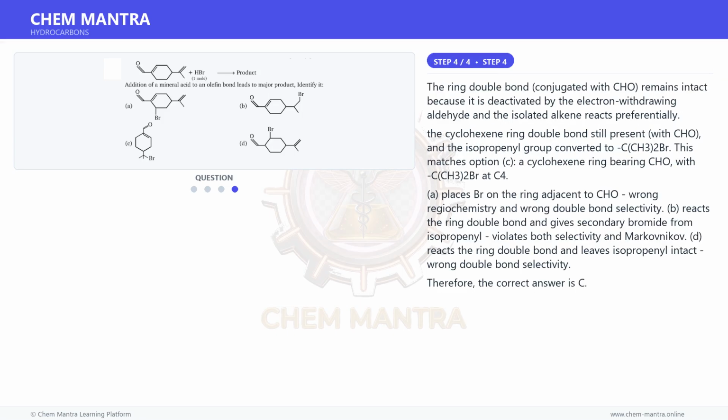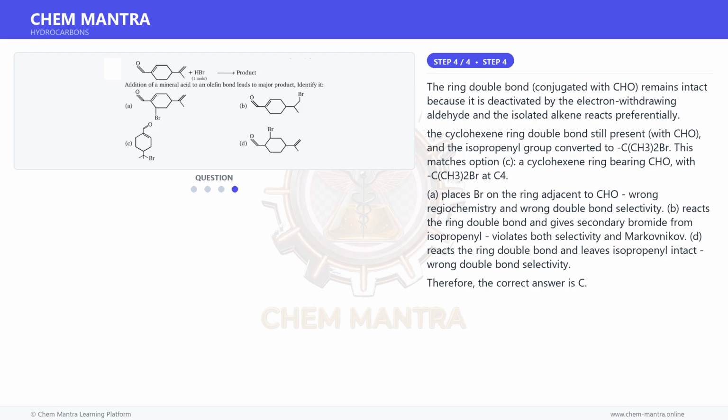And for the final step, the ring double bond, conjugated with CHO, remains intact because it is deactivated by the electron-withdrawing aldehyde, and the isolated alkene reacts preferentially. The cyclohexene ring double bond is still present, with CHO, and the isopropenyl group is converted to C(CH3)2Br. This matches option C. A cyclohexene ring bearing CHO, with C(CH3)2Br at C4.